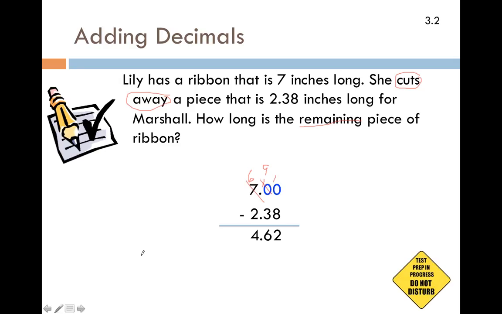So now we're ready. So now we're looking at 10 minus 8 is 2, 9 minus 3 is 6, and 6 minus 2 is 4. And so that's how we came up with 4 and 62 hundredths. That's a good job. Everybody did an excellent job solving this problem.